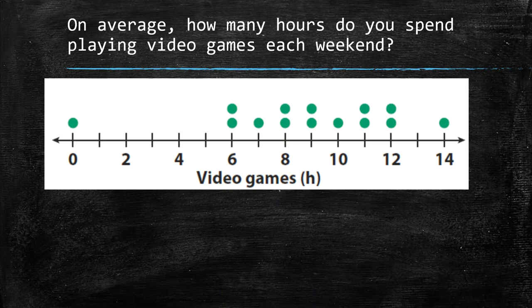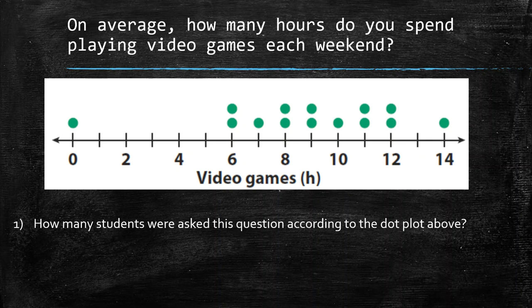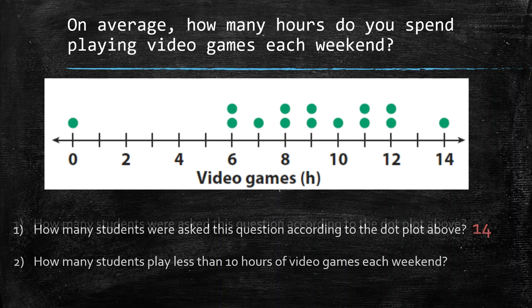So the first thing I'd like you to think about is how many students were asked this question according to this dot plot. Based on this dot plot, how many students did I ask this question to? Right, so I asked this question to 14 students because there were 14 green dots, and we said that every dot represents one student. So based on that, how many students played less than 10 hours of video games each weekend? Using my dot plot, how many students played less than 10 hours of video games?